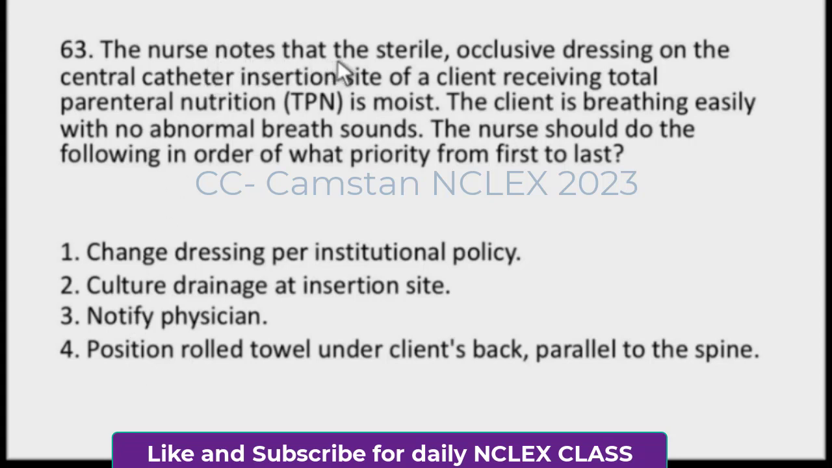The nurse notes that the sterile occlusive dressing on the central catheter insertion site of a client receiving TPN is moist, right? So there is some discharge that is present around the site. The client is breathing easily with no abnormal breath sounds. Okay, so there is no complication so far. The nurse should do the following in order of what priority from first to last, right? So we have to arrange these options according to the priority, right? From high priority to the lowest priority.